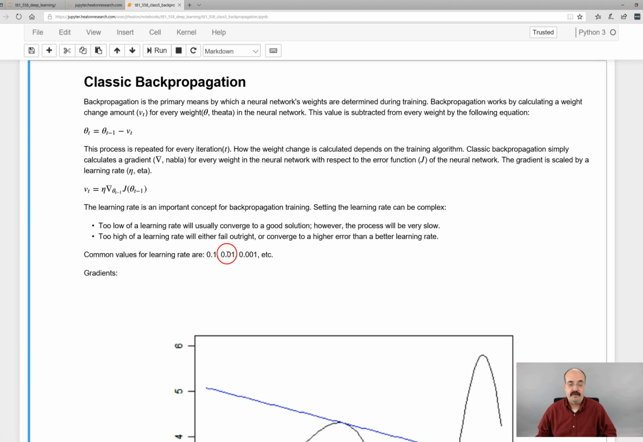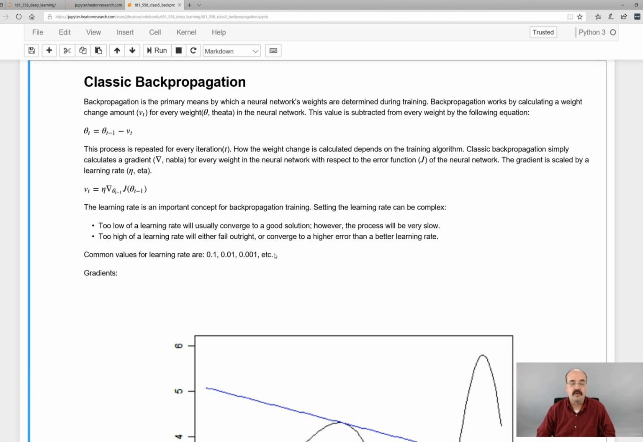Common values for the learning rate are 0.1, 0.01. Rarely would you ever want to make that 1, so that you're fully adding the gradients to the weights. That would simply be too chaotic.